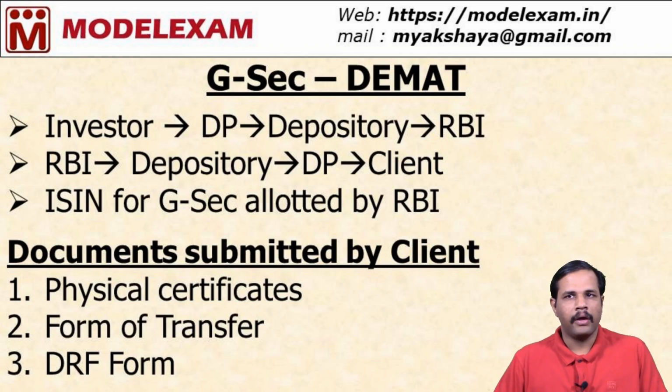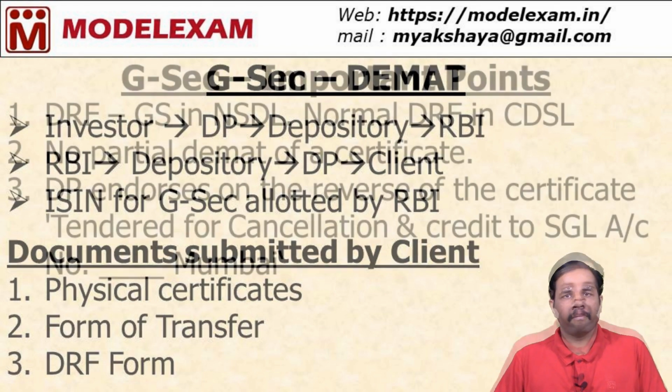Based on the advice received from RBI, if they accept it, the depository will credit the government securities in the demat account of the investor, and after crediting it, they will inform the depository participants, and the depository participants will inform the clients that the dematerialization has been completed and their account has been credited with so many government securities. And ISIN, that is International Securities Identification Number, for government securities is allotted by RBI.